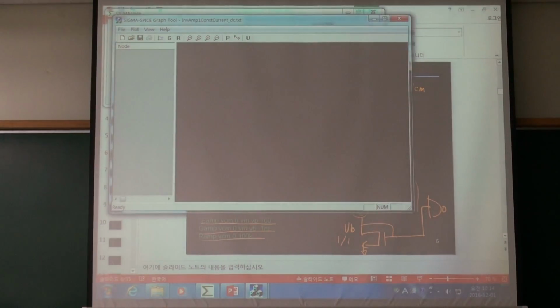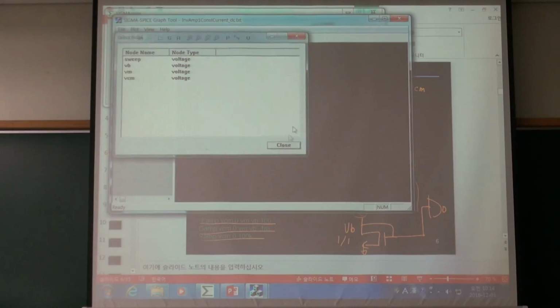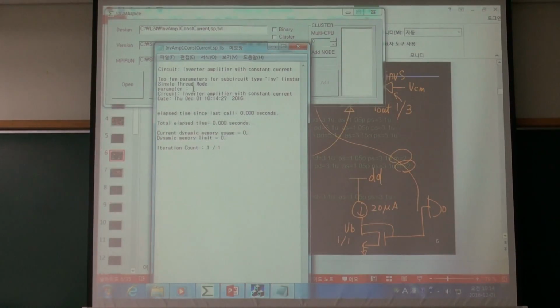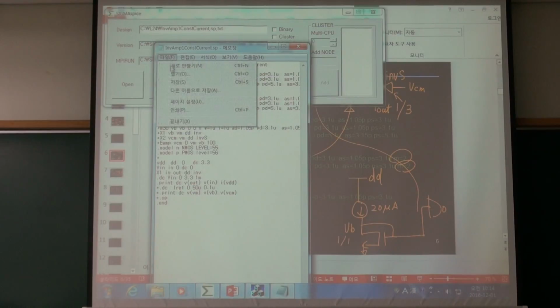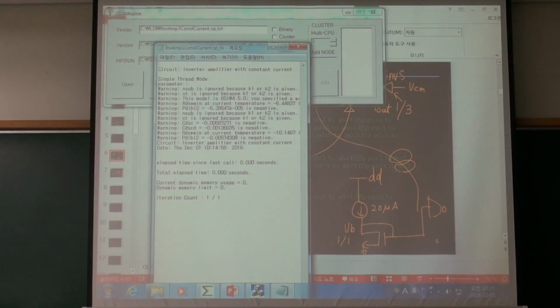I think this is the one. Okay. This is the wrong one. Somehow it doesn't work. Do I have a problem? Too few parameters for sub-circuit inverter. Oh, that's a problem. So I have a problem in the inverter call. Oh yeah, I missed the DD here. Do I have a problem? No, no problem.